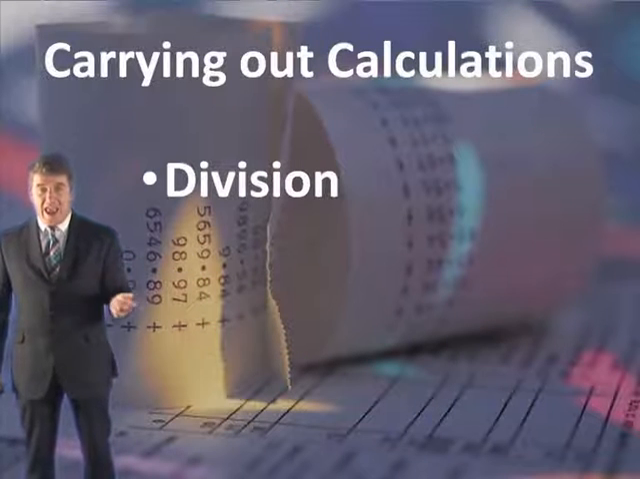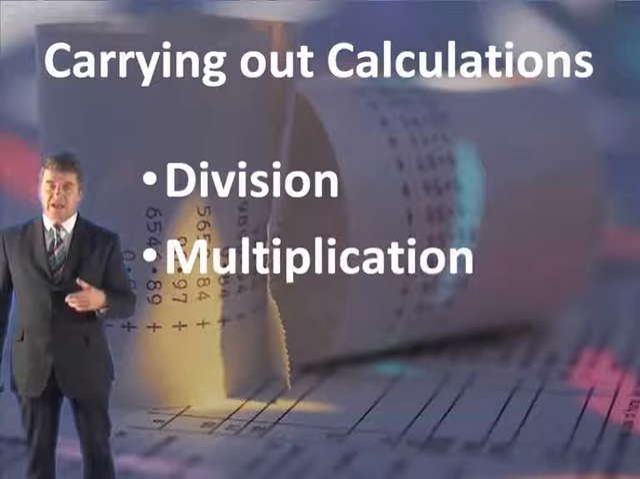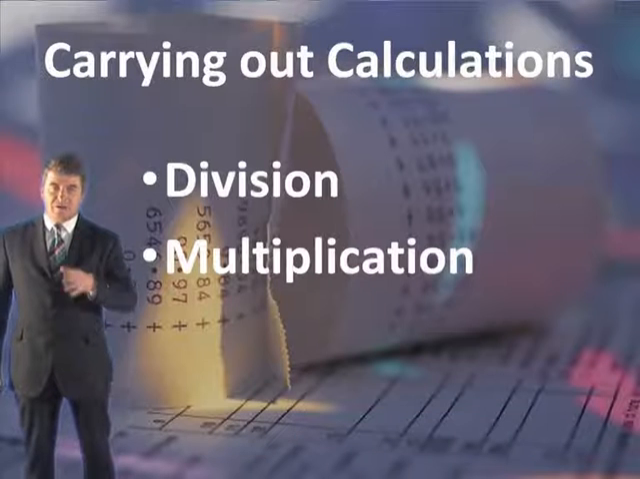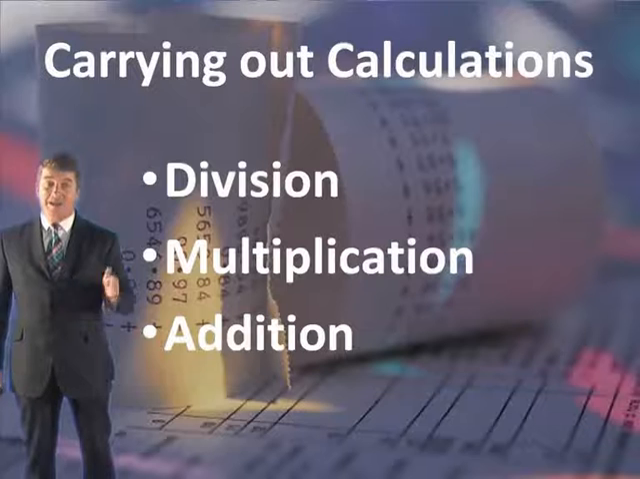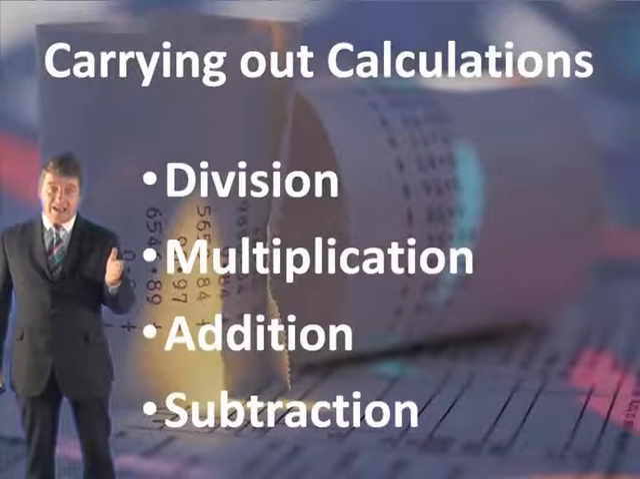D is division and M is multiplication. You always carry these out next. Carry out multiplication and division first, then you carry out addition and subtraction. So finally, any addition and subtraction.